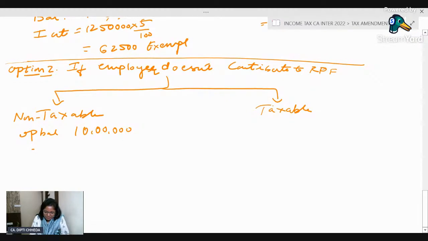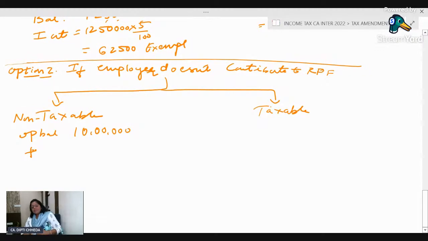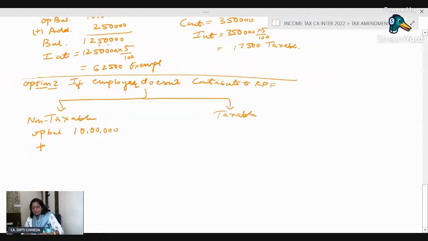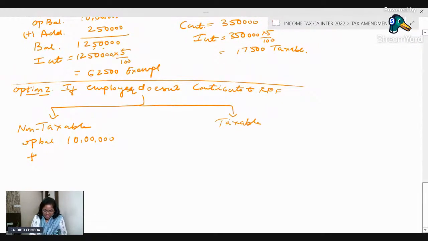Plus addition. Sometimes these touch screens give trouble and we are not able to maintain the speed. Helpless. But then maybe technology is good. How much addition they can make? 5 lakh contribution employee can make, and interest up to 5 lakh will be exempt because employer is not contributing.